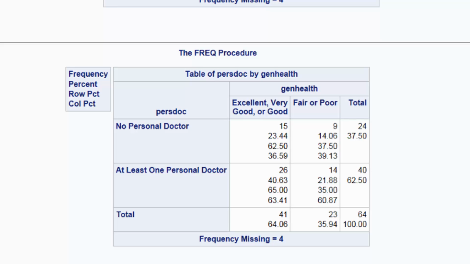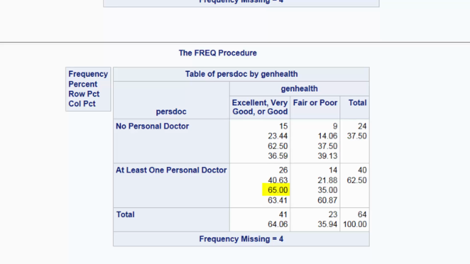So, if having a personal doctor is unrelated to self-reported general health, our null hypothesis, we would expect the same proportion of the population to be in excellent, very good, or good health, regardless of if they have a personal doctor or not. And by extension, we would expect to see the same pattern in our sample as long as it's representative of the population.